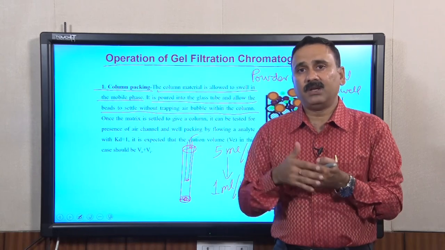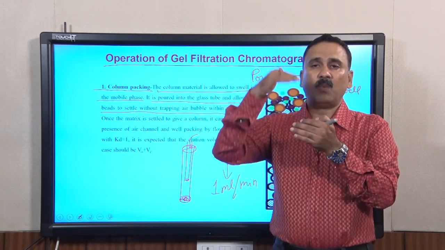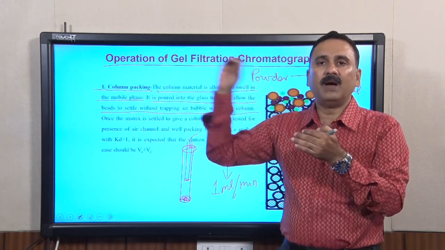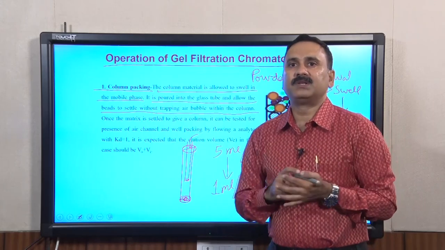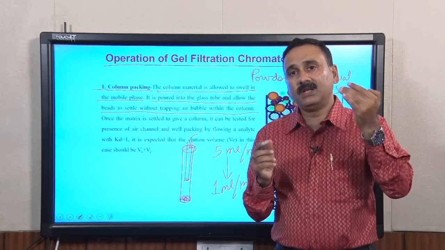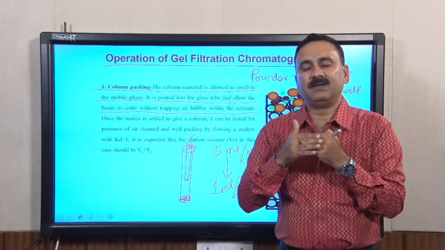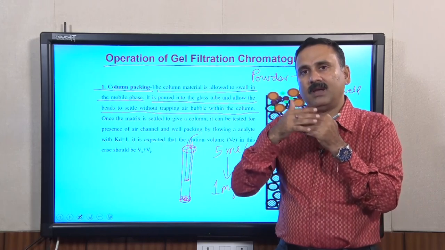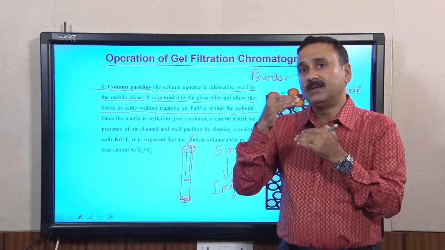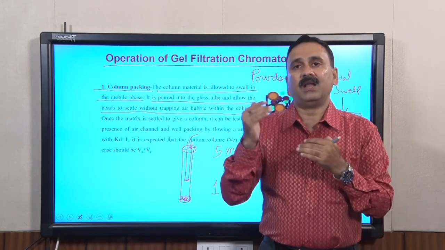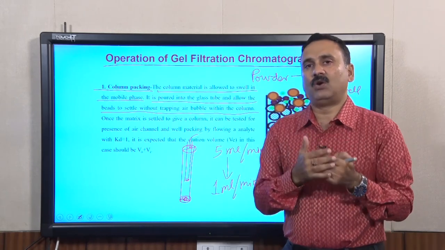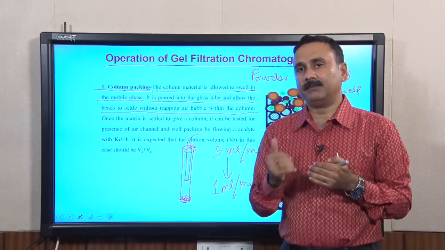If you remember, in gel filtration the beads are arranged in the column, and from bead layer number 1 the molecules are going to start fractionating. In bead number 2, the medium sized molecules are going to fractionate, and so on. So if you change the packing, if you change the amount of interbead spaces, you are going to either decrease or increase the number of layers, and that is going to affect the overall fractionation of the molecules within that particular column.